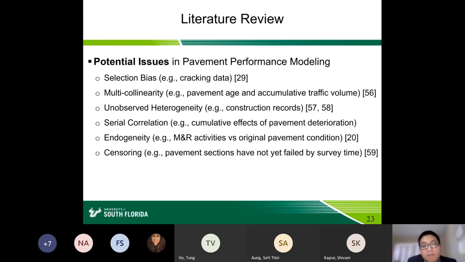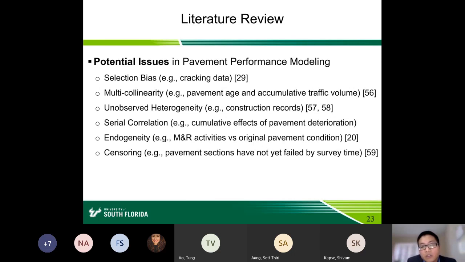The second issue is the multicollinearity. The multicollinearity will occur when two or more independent variables are highly correlated with each other. For example, pavement age and accumulative traffic volume are highly correlated, since accumulated traffic volume is calculated by annual traffic times pavement age.